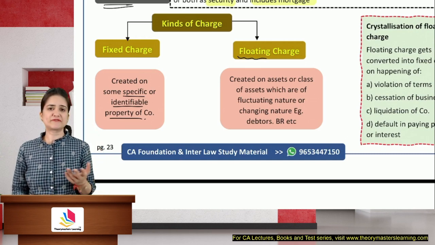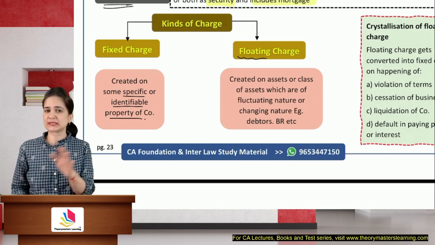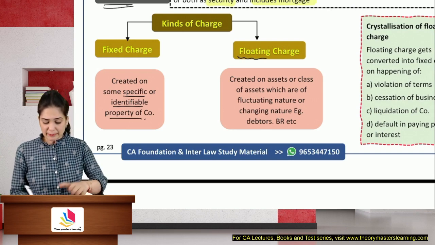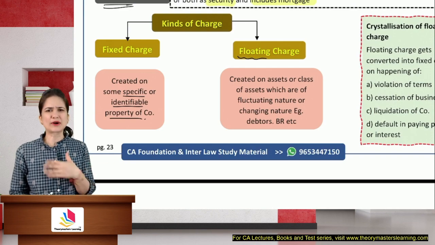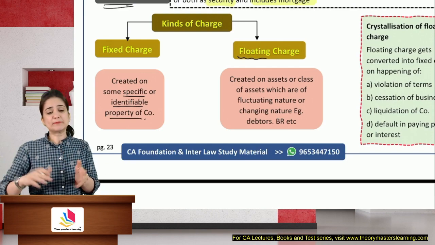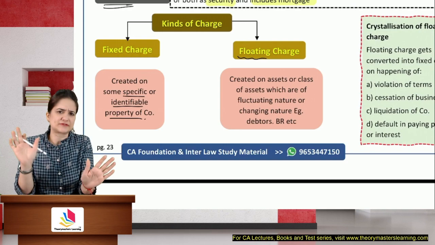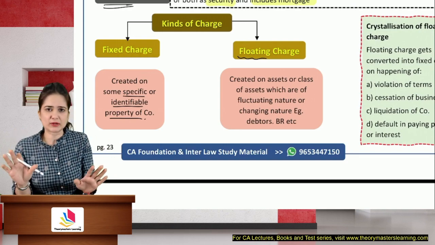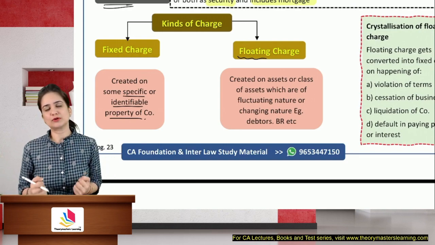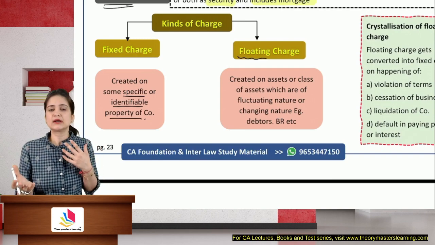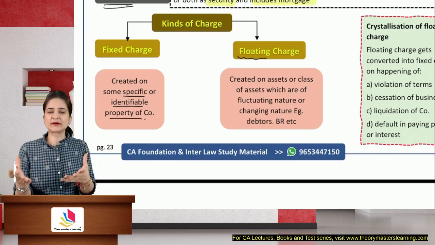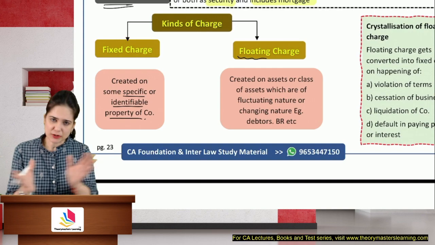Fixed charge, if you have created on a particular asset, you cannot sell it except with the permission of the charge holder. But floating charge, yes, that can be freely bought, it can be sold. If you sell, the person who buys it will get it free of charge. Okay, there will not be any security on that. You may buy more stock, you may incur more debts, you may have more debtors. The charge will automatically be created on that.